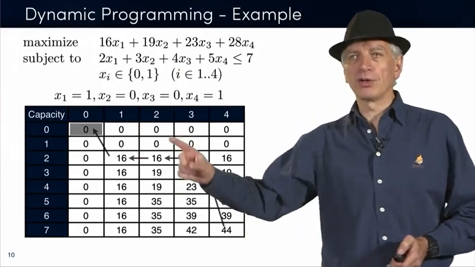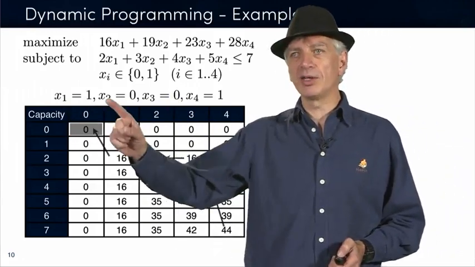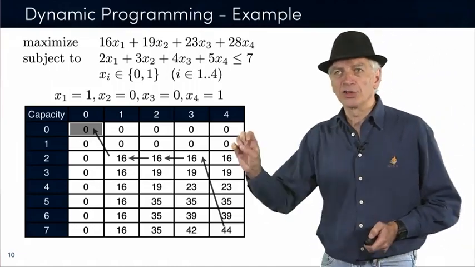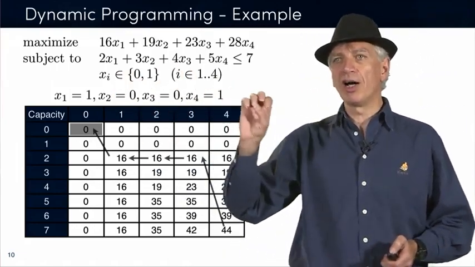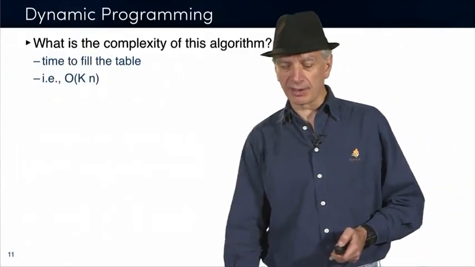Okay? And the values of your decision variables are exactly that. So you see that x1 is equal to 1, the next 2 are equal to 0, and x4 is equal to 1. Okay? So this dynamic programming algorithm is basically computing all the values of your decision variables and satisfying the capacity constraint.